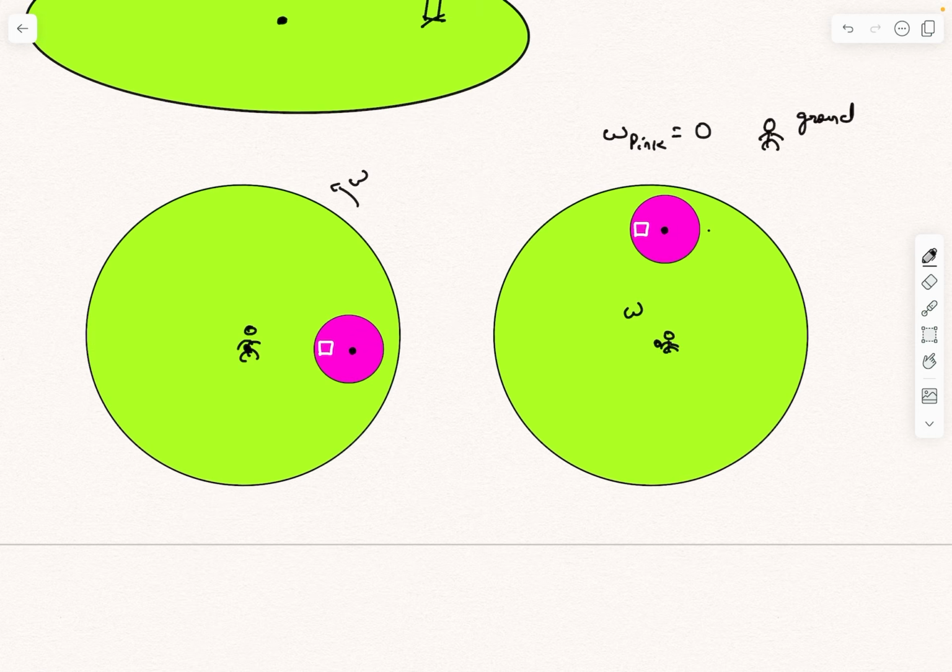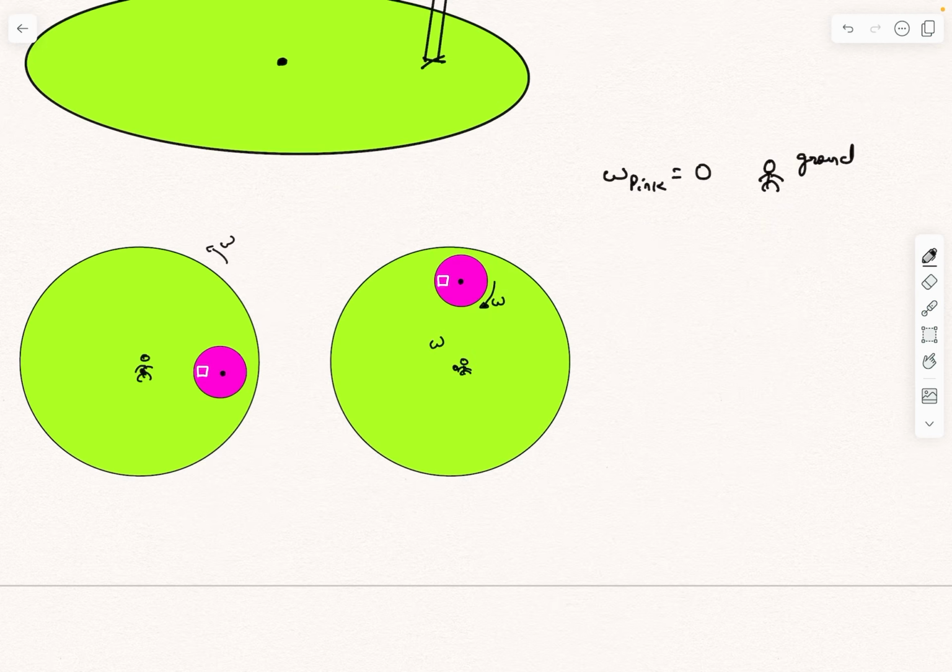So according to this guy, the pink disk has an omega which is the same as the omega of the turntable, but in the opposite direction. The table rotated by 90 degrees in the counterclockwise direction, but the square rotated by 90 degrees in the clockwise direction. According to this guy, the pink disk is rotating with an angular velocity of minus omega. Here it was omega in the counterclockwise, and here omega is in the clockwise direction. So the omega of the pink disk, according to the rotating frame guy, is minus omega.